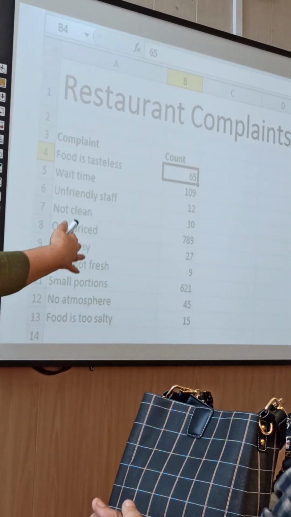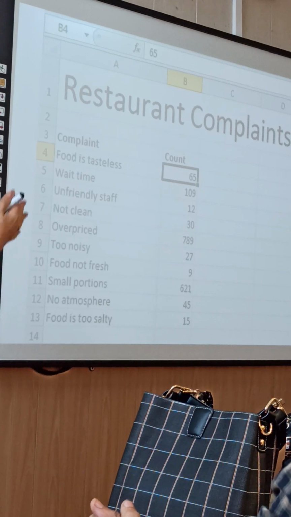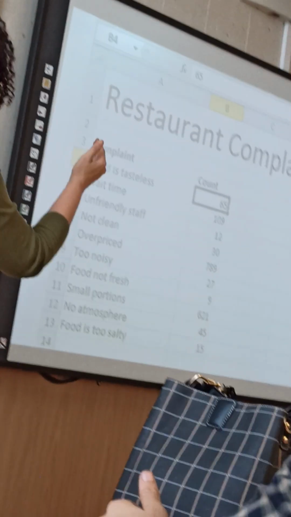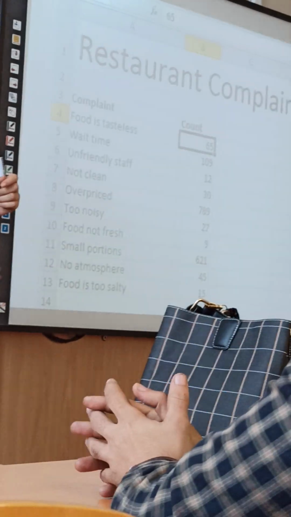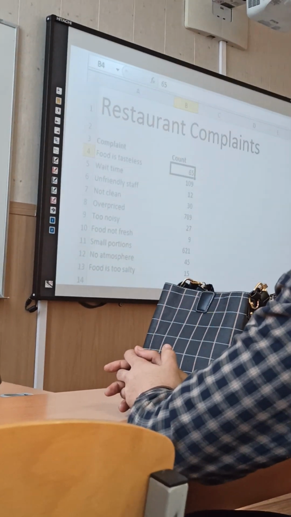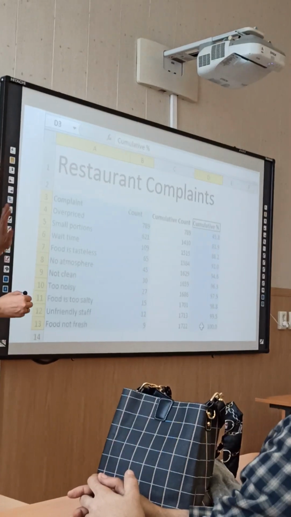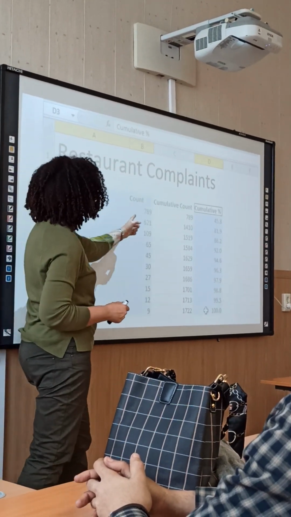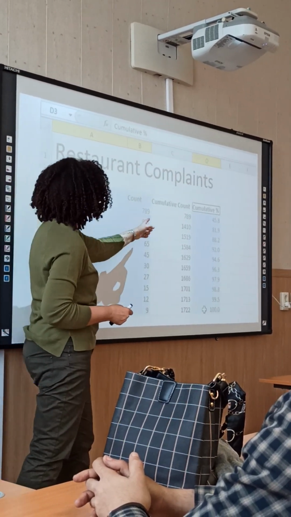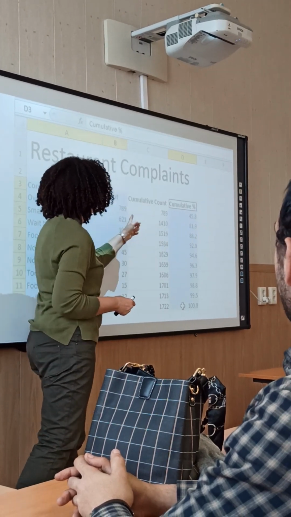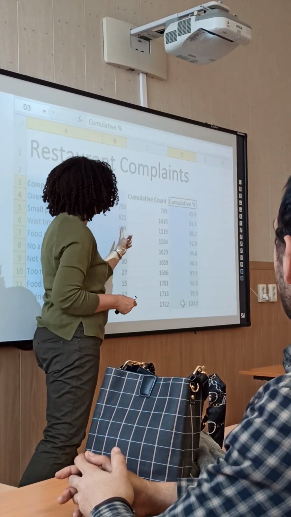Okay, so this is how they start in order to build the Pareto diagram with the two columns, complaints and counts. From these, they build the cumulative count and cumulative percentage. You guys know how to do that? That's easy. So cumulative counts, for the first line it's obvious. So the second one, it's this plus this cell plus this one. Here, this one plus this one.